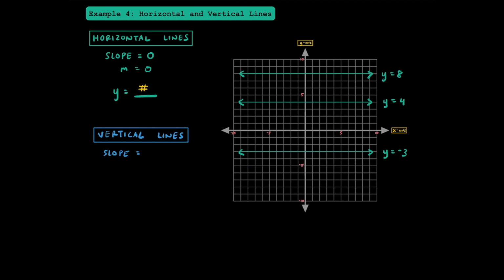The slope for vertical lines is always going to be undefined. The reason why slopes of vertical lines are undefined is because there's no horizontal change at all. We can't ever divide by 0.